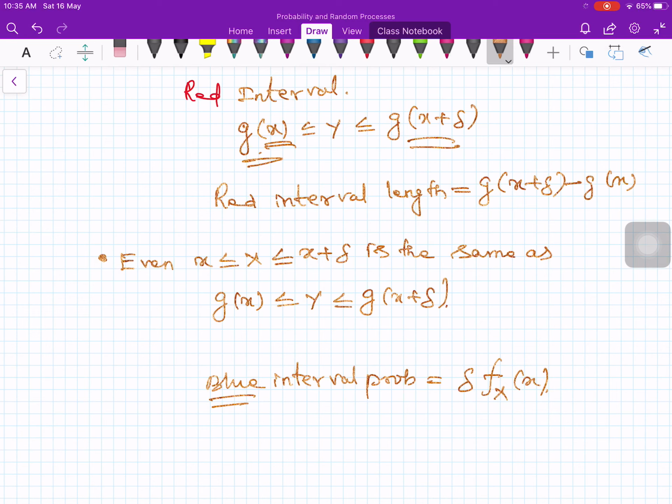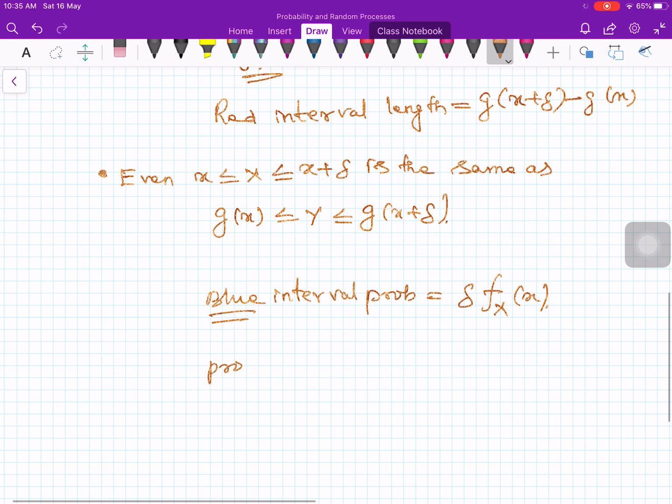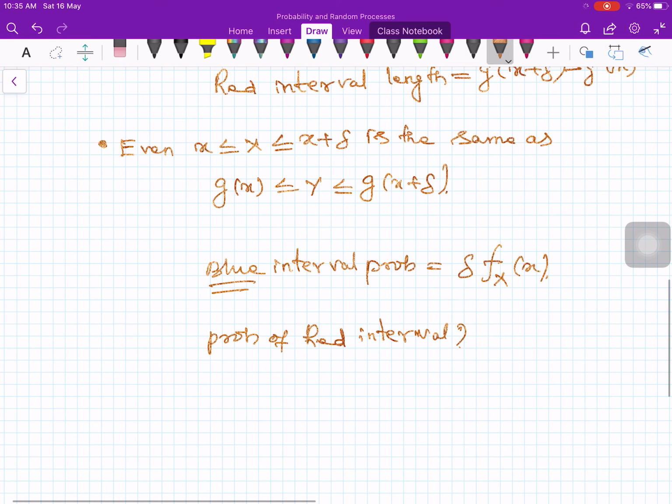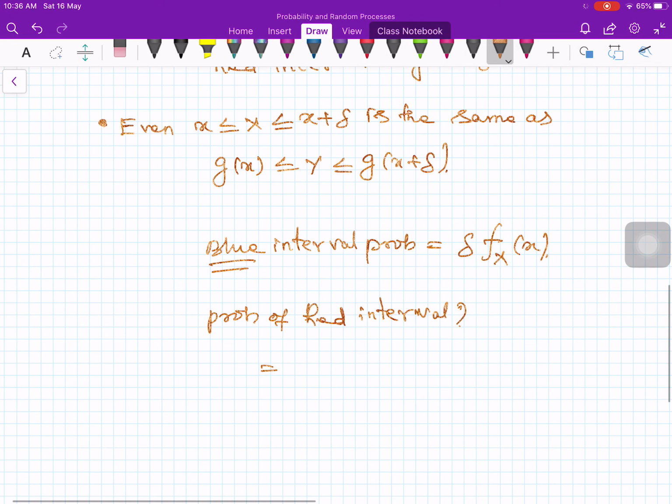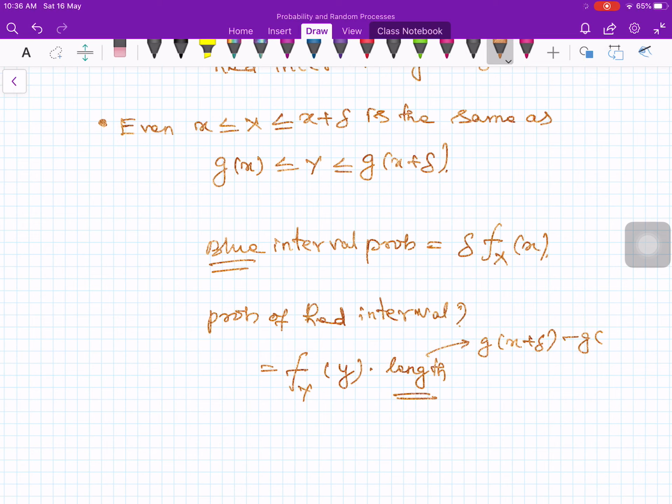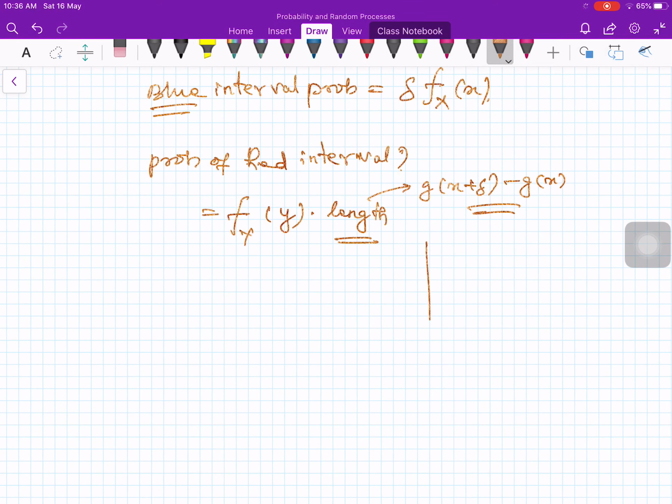Now how about the probability of the red interval? That we need to find out. It is going to be the density of the random variable y times the length of the red interval. So what is the density on the y axis? It is fy of y. Density of the random variable y is fy of y times the length, which we don't know yet. Let me put length here. Simply length, because this length is going to be g of x plus delta minus g of x. Anyway, this will not help us, so we need to find the general formula. So let us derive what that would be.